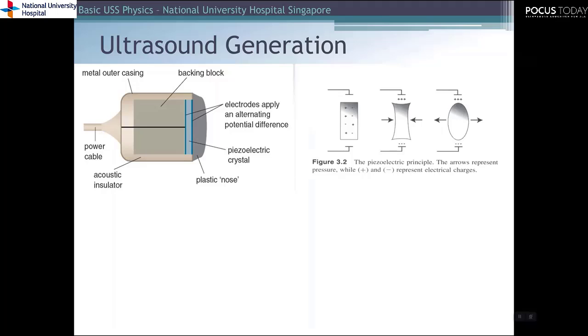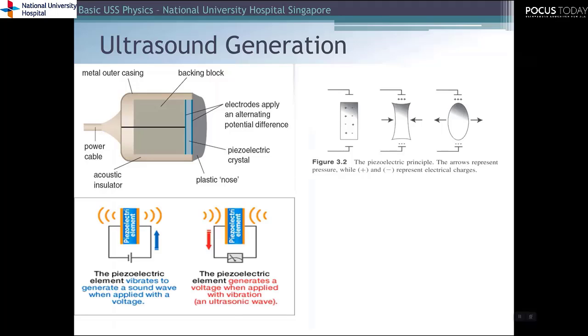The crystals will also convert mechanical sound vibration into electrical energy, thus allowing for returning sound waves from reflected structures to be interpreted and an image generated. Piezoelectric crystals are examples of transducers. Transducers have the capability of converting one form of energy to another. For ultrasound, the energy converted is from electrical to mechanical and vice versa.